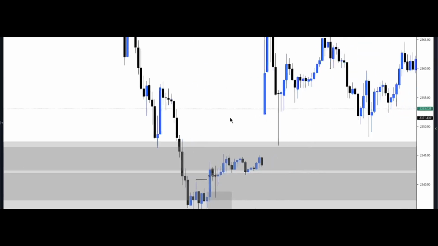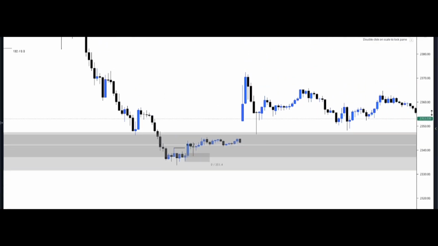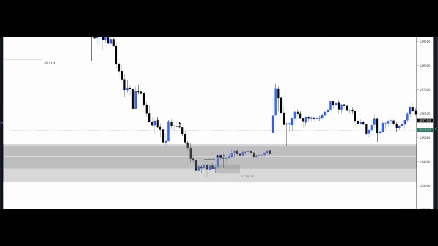And where will you target if you enter your trade from here? Well, the first point you will target is this point. Once it takes out this high with a candle closure, move your stop loss to break even. Let me frame that trade for you to see. Let me just frame it so that you can have a better understanding of what I'm talking about.